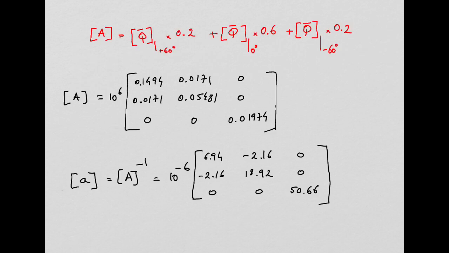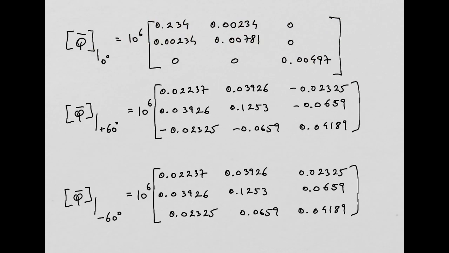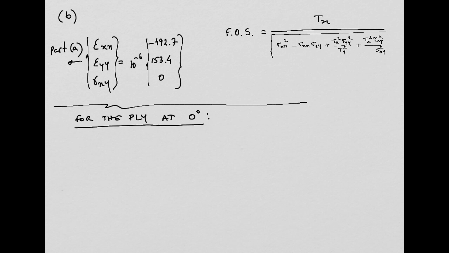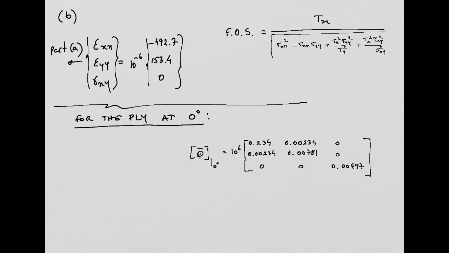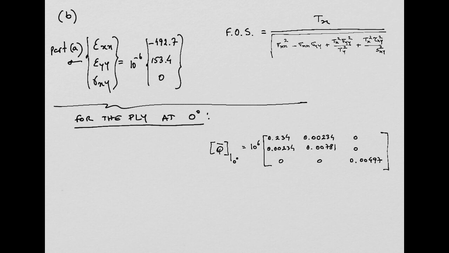I'm going to get back my stiffness matrix for that ply, which is this one I have here at the top, right? Stiffness matrix of my ply at 0 degrees. I'm going just to paste it here. And then I'm going to say that my stress, sigma xx, sigma yy, tau xy, for my ply at 0 degrees is going to be the result of multiplying the stiffness of this ply, which is this one. I just paste it there.